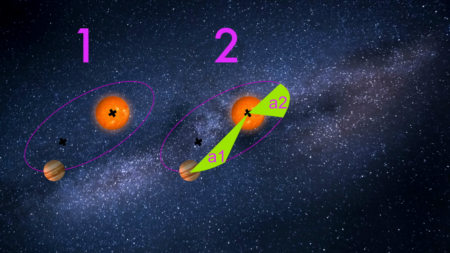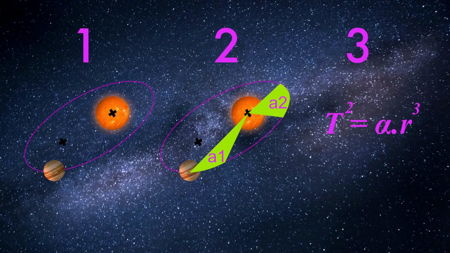The second law, also called the law of equal areas of Kepler, states that the imaginary line joining a planet to the Sun sweeps out equal areas during equal intervals of time. This law implies that the closer a planet is to the Sun, the faster it travels.